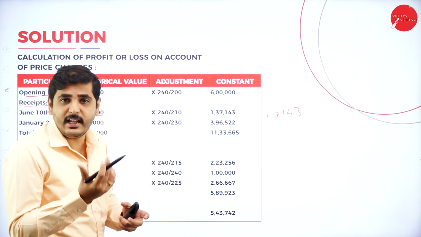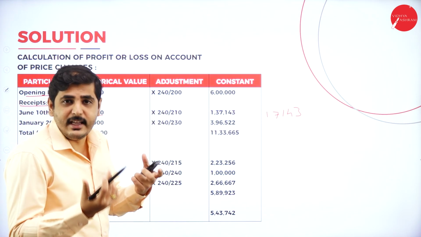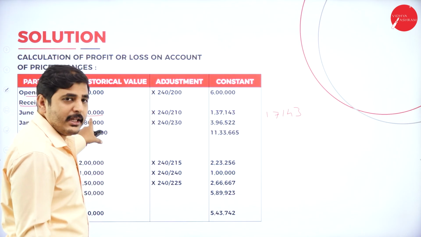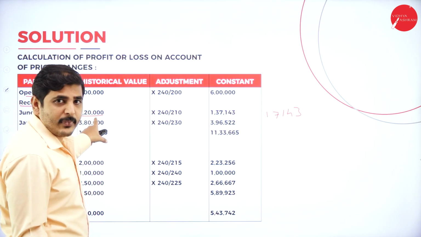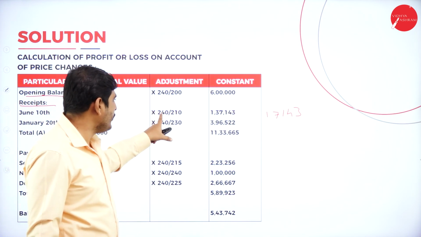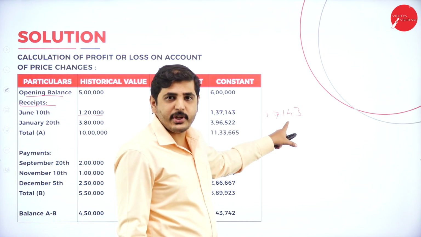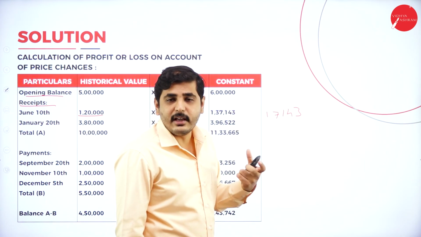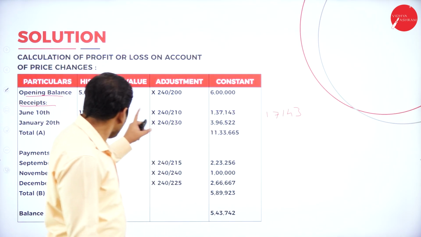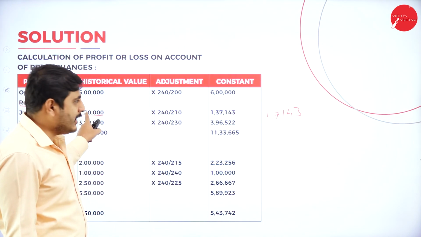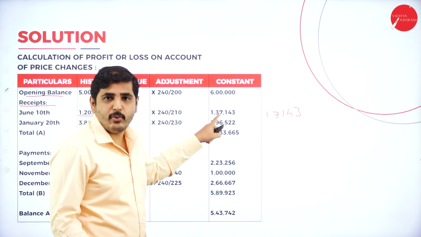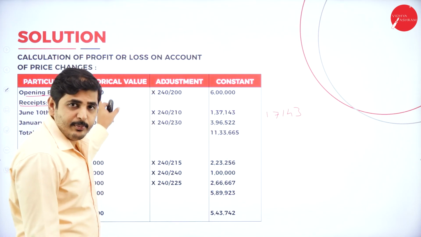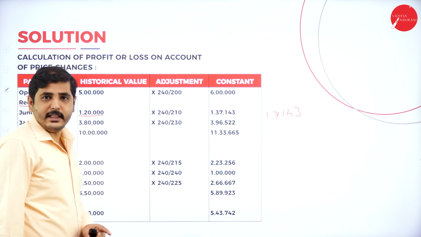Because of inflation increases, the value of money decreases. So when the index was 210, the value of money is 1,20,000. When the inflation increased to 240, the value has been reduced to the extent of 17,143 rupees. So on that day, 1,20,000 rupees is equal to today's 1,37,143.